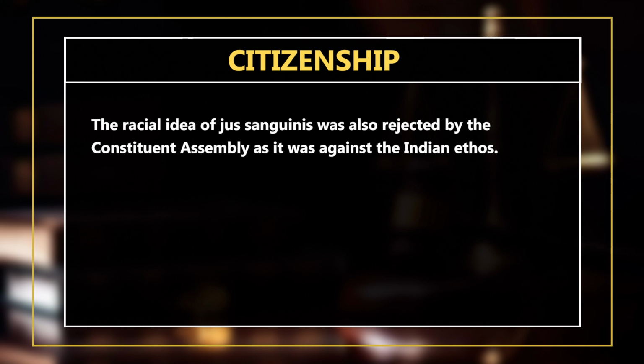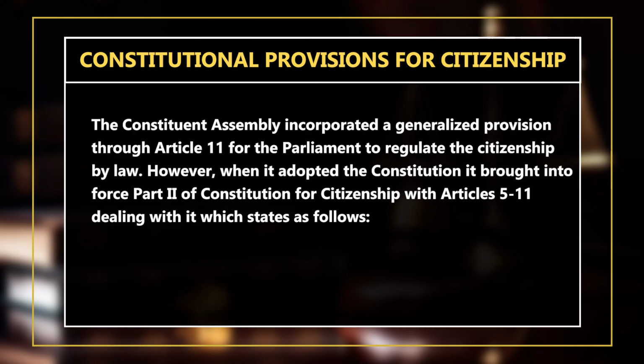Coming to the constitutional provisions for citizenship, the Constituent Assembly incorporated a generalized provision through Article 11 for Parliament to regulate citizenship by law. However, when it adopted the Constitution, it brought into force Part 2 of the Constitution for citizenship, with Articles 5 to 11 dealing with it, which state as follows.